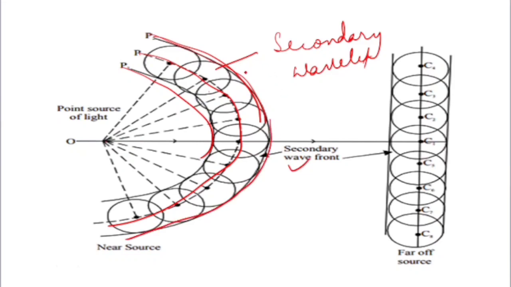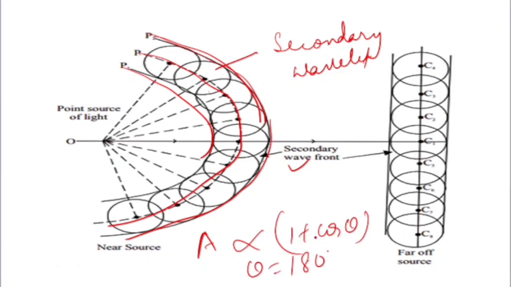Why am I taking the wavefront only in the forward direction, not in the backward direction? You know, amplitude is directly proportional to 1 plus cos theta. In the backward direction, theta is 180 degrees, so cos 180 is minus 1, 1 minus 1 is 0. So amplitude is 0, which means intensity is 0. Intensity of light in the backward direction is 0, which is not possible. So we always take the envelope of that wavefront in the forward direction only.